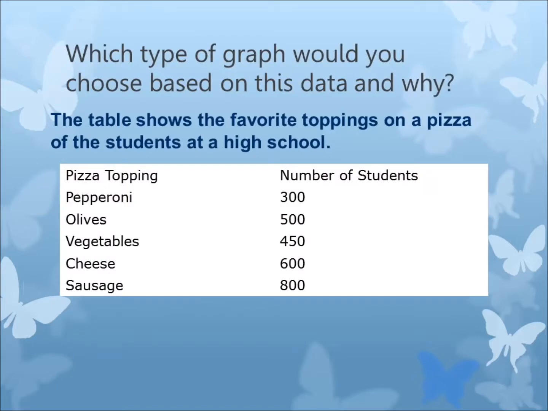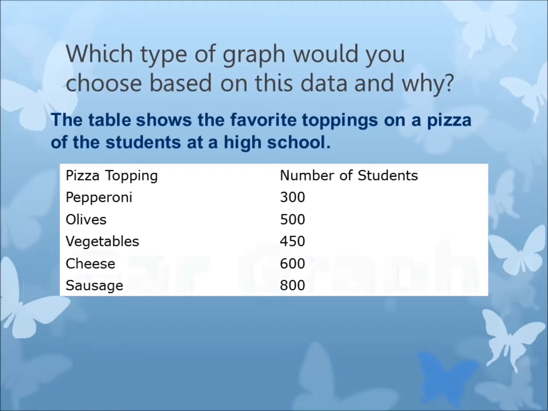So here, which type of graph would you choose based on this data and why? The table shows the favorite toppings on a pizza of students in a high school. So you have pizza topping and number of students. So what do you think?